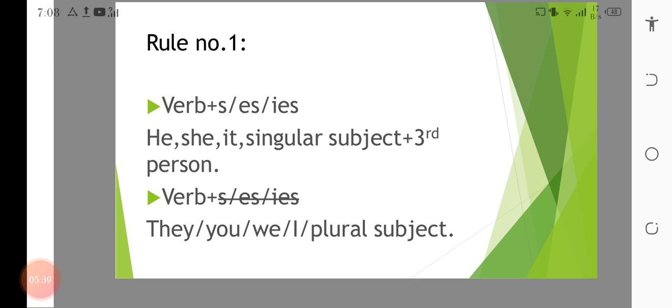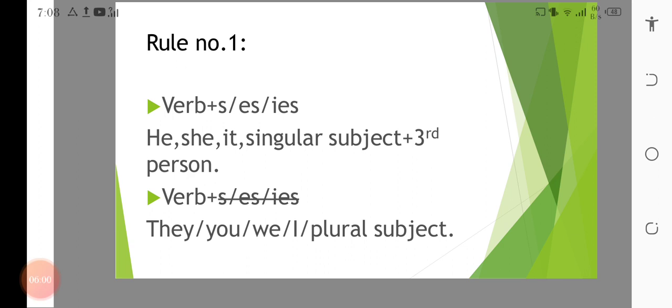Just focus on he, she, it. It's so very simple that where we start our sentence with he, she, it, we use a verb with S, ES or IES. For example, she jumps. Focus on my sentence, my students. She jumps in the swimming pool.